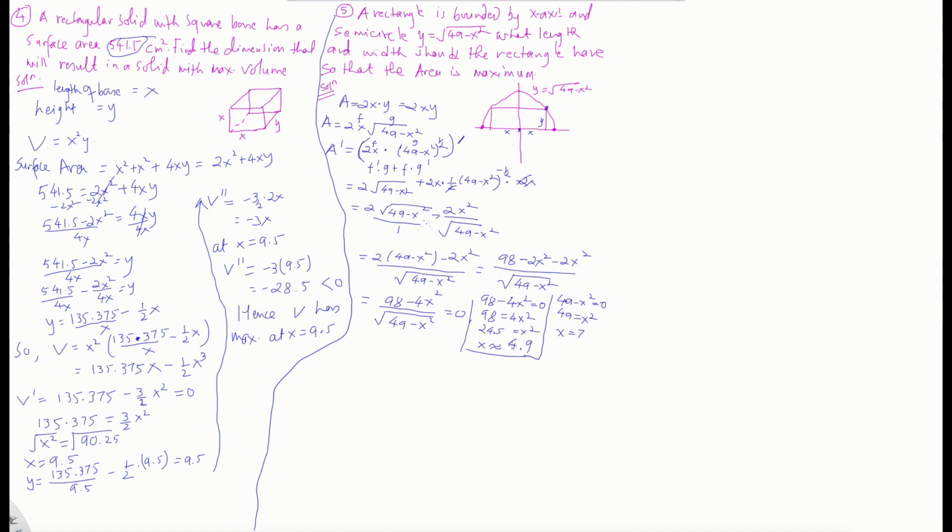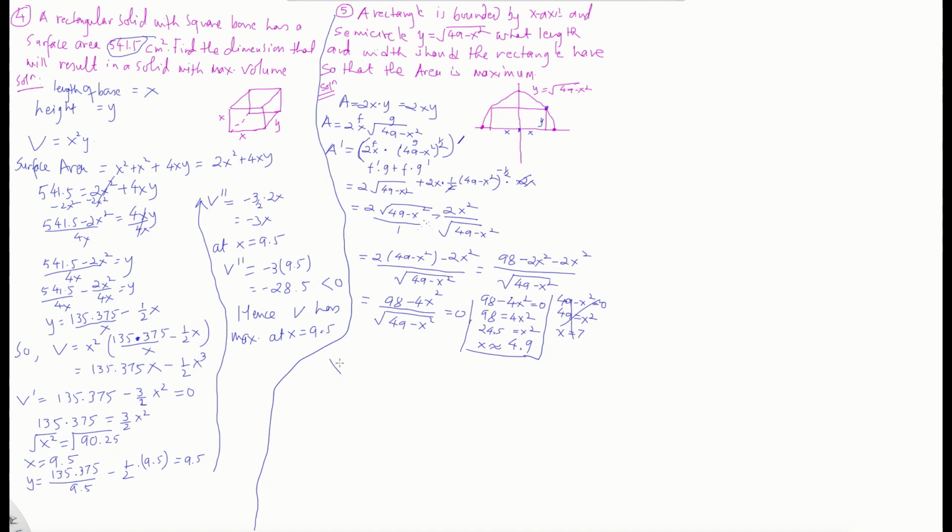So when x is 4.9, what will be y? y will be the square root of 49 minus 4.9 squared, right? And if x equals 7, y will be 0. So it is not a good idea, because when x equals 7, y equals 0, so the width is 0. So the area will be 0, because it is length times width, right? So we ignore that value. We just take 4.9.